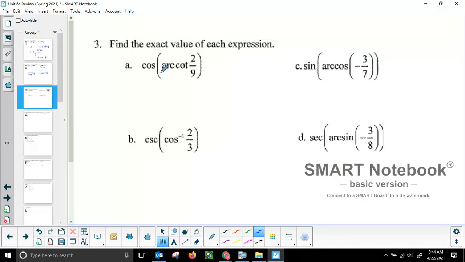Here, find the exact value of each expression. Now, we're dealing with different trig functions here, so they're never going to just cancel out nicely like in the last section. So this is where we have to use our little trick. We say, let's let u equal whatever is on the inside. So in this case, u equals inverse cotangent of 2/9. We don't like inverse cotangent, so we're going to undo that with regular cotangent. If you take the cotangent of both sides, that leaves us with the cotangent of u is equal to 2/9.